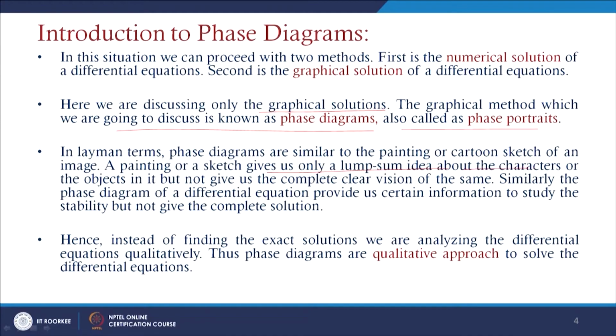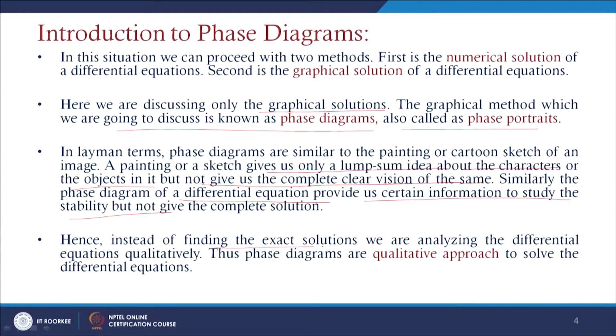The same analysis we will do for this phase diagram here. A painting or sketch gives us only a lump-sum idea about the characters or objects in it, but not a complete, clear vision of the same. Similarly, the phase diagram of a differential equation provides certain information to study the stability, but does not give the complete solution. This means that if we plot the abstract solution of a differential equation in a graphical sense, it provides the physical behavior of how it performs in the system, but not the complete scenario point to point, where a change occurs or where a variation comes in. That we cannot predict.